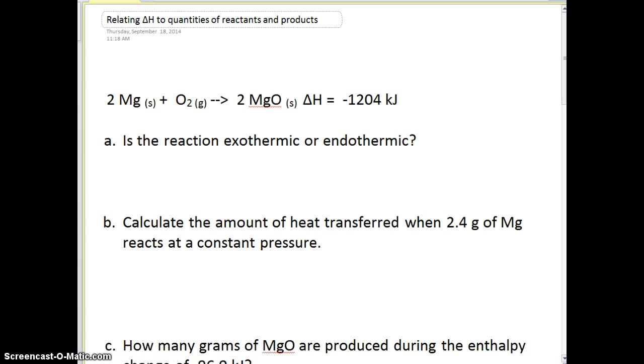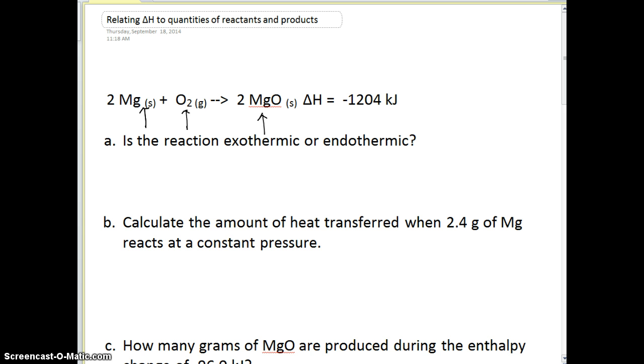We have magnesium solid reacting with oxygen gas, diatomic, and it's producing two magnesium oxides. Typically when we have a solid reacting with a gas, you're going to form a solid. They gave us a delta H value of negative 1204 kilojoules, so this is a thermochemical equation.